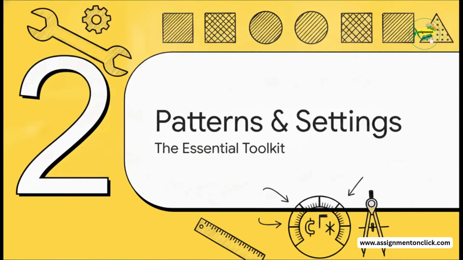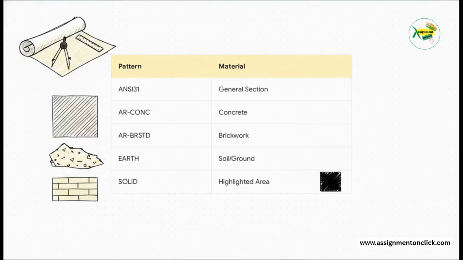Moving to part 2, key patterns and settings. AutoCAD actually comes loaded with predefined patterns meant to represent real-world materials. You've got ANSI 31, that gives you those classic diagonal parallel lines, which is perfect for general sections. AR-CONC uses these irregular little shapes and dots for concrete. AR-BRSTD is your standard brickwork. Earth represents soil. And of course, solid completely fills an area when you just need to highlight specific rooms or structural zones. The takeaway here, you don't just pick a pattern because it looks pretty. You pick it because it communicates reality.